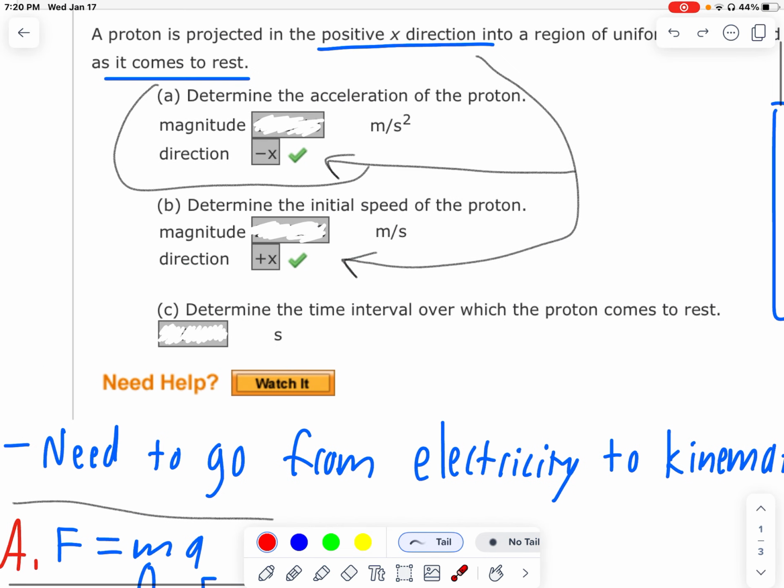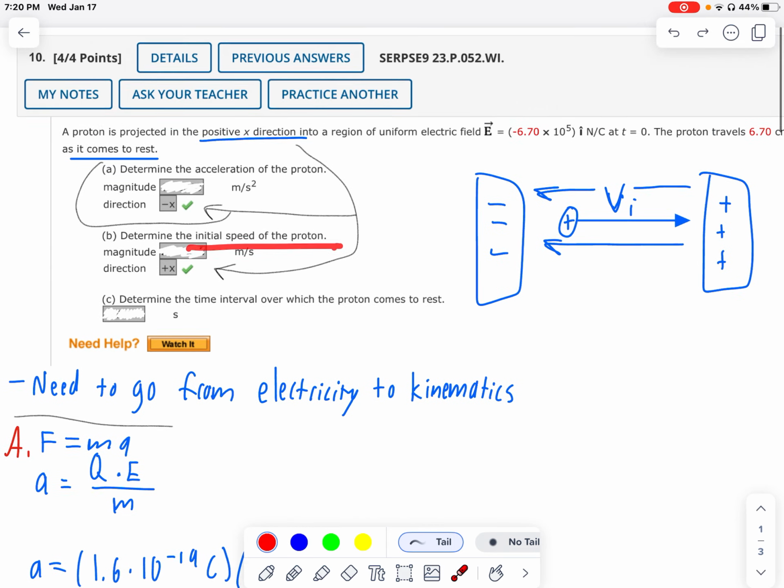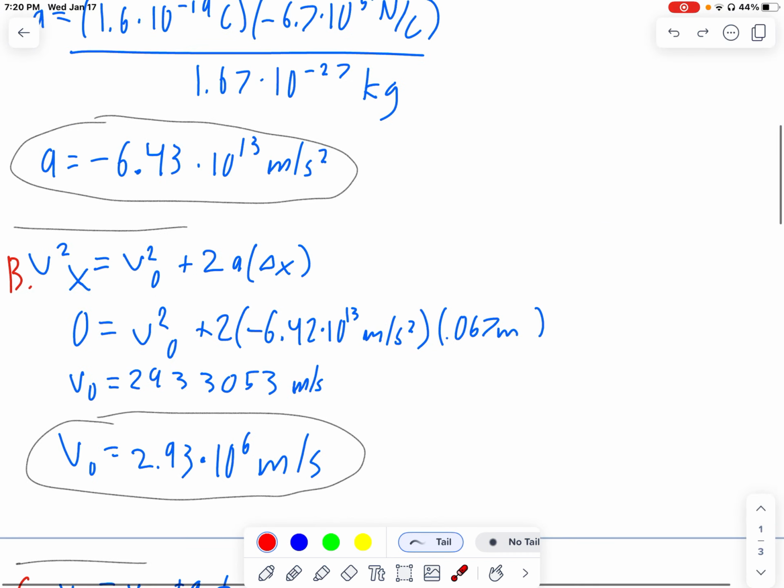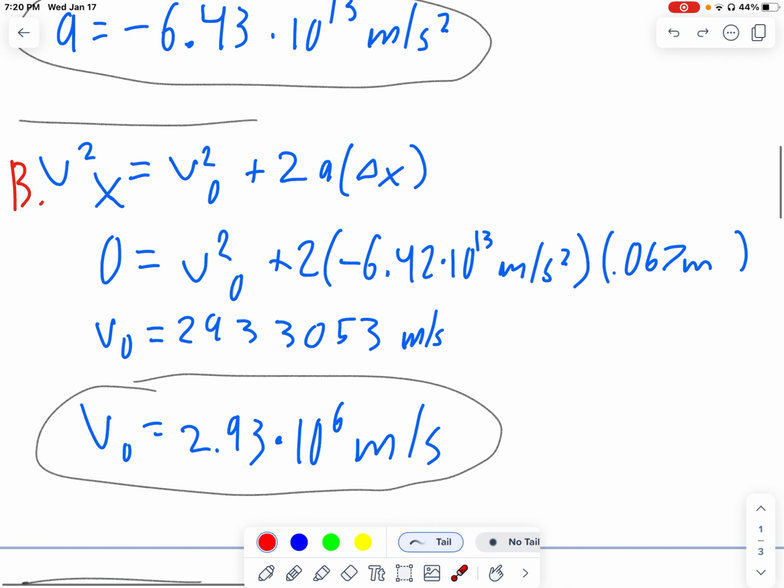So then part B asks us the initial speed of the proton. Well, what do we have? We have displacement, given in the question. We know the acceleration. We know that the final velocity is 0, so we're going to use this equation dealing with velocity, acceleration, displacement. Well, I guess two velocities, because we want the v naught, the velocity initial squared.